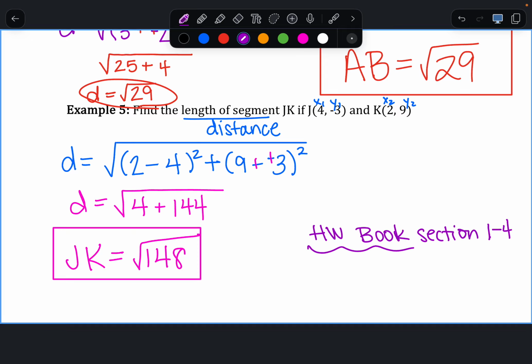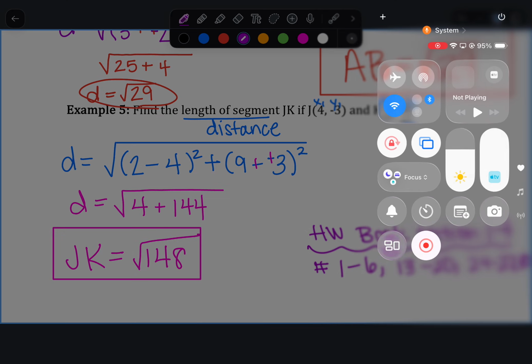Okay, so from your book, you can either go to the online book or grab one from the shelf. From section 1-4, we're gonna do 1 through 6, 13 to 20, 24 to 27, and 30. We have 10 minutes. Let's get started.